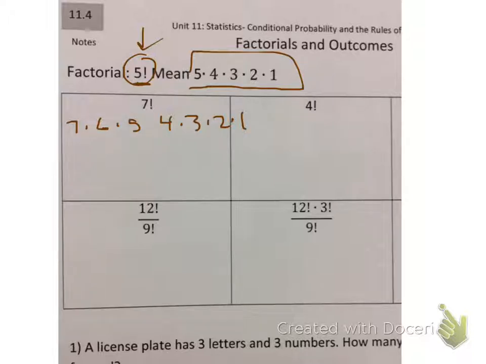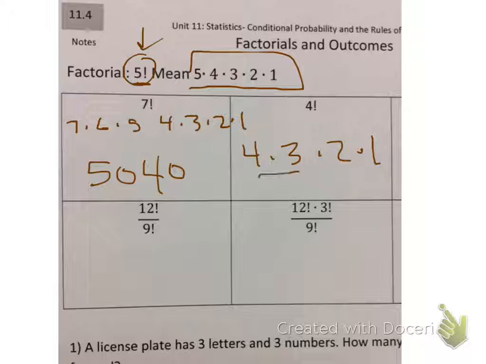Where do you find that factorial key? You look under probability. It's the PRB key on our calculator, and then it is number 3 underneath that. When you do that on the calculator, it's 5,040.